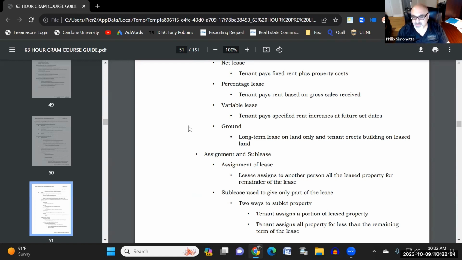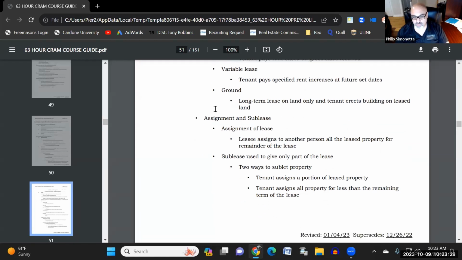And a ground lease is a long-term lease on land only, and a tenant will erect buildings on the leased land. That's like if you hear of places leasing land on a 100-year lease for $1, and then they build a building on it or whatever they do. That's just an example. I think the casinos down in Hollywood leased that land for a very long time, very cheaply, and then they built multi-million-dollar casinos on it. So things like that. They give land leases, ground leases. That's a great business.